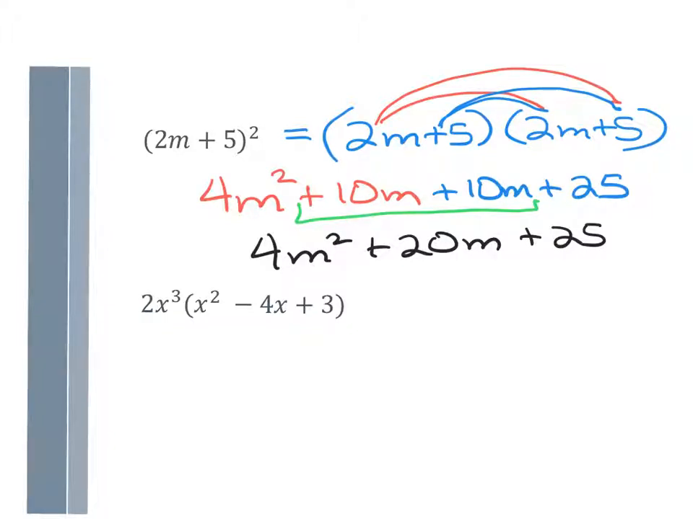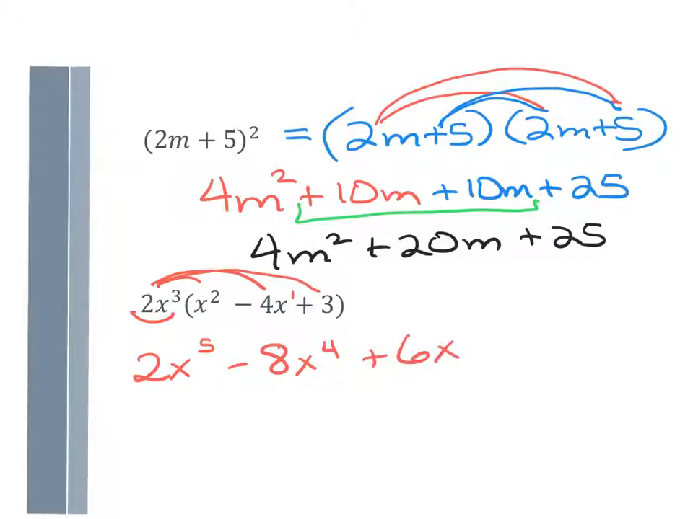The next example, all we're going to do is distribute this 2x cubed to each one of the terms. So this one would become 2x to the 5th power. We are adding those exponents of 3 and 2. 2x cubed times negative 4 is negative 8x to the 4th. Again, assume a power of 1. And then lastly, 2x cubed times 3 is 6x cubed. Notice again, it's in standard form, greatest to least of exponents.